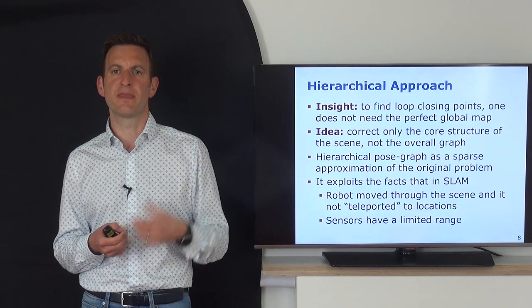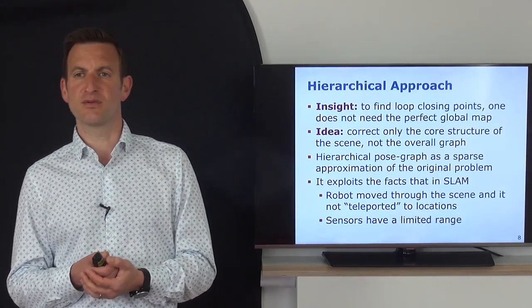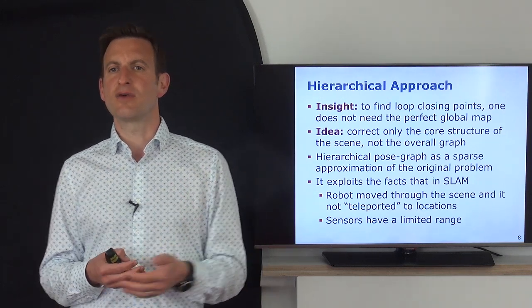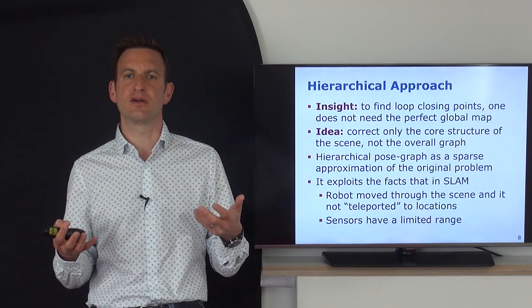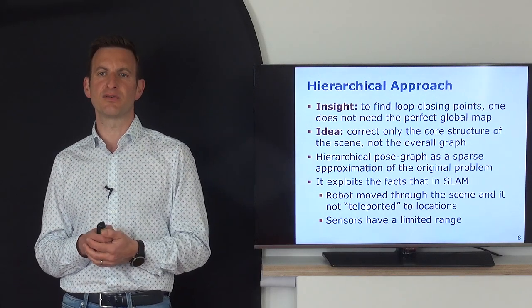But if the map outside that area is slightly inconsistent or not perfect, it actually doesn't really matter that much in most tasks. So the key idea of this hierarchical approach is to perform an approximation of the original pose graph and correct only, let's say, the core structure or the overall topology of the scene and not every single node in the pose graph.